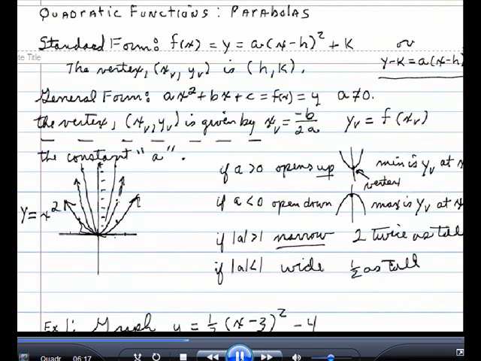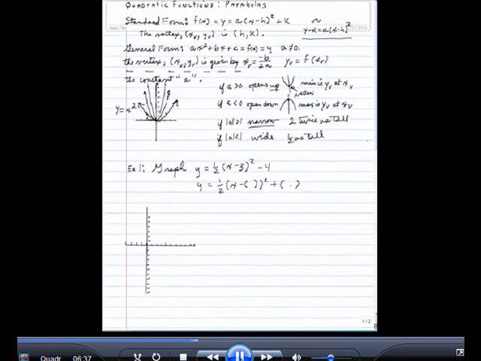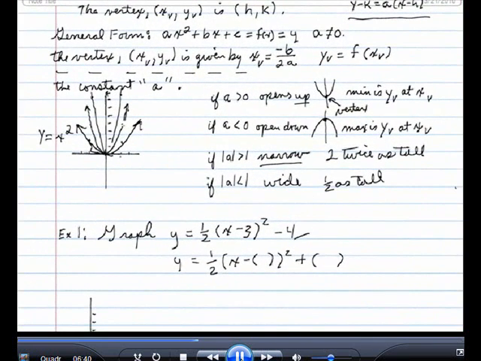Okay, let's try out one. We'll take first off a problem where the parabola is in standard form. It says graph y equals 1/2 (x minus 3) squared minus 4. Now the standard form is, looking up at the top, y equals a(x minus h) squared plus k. So I've written that down here with empty holes for the h and the k. This is exactly the standard form, so I'm going to match this top equation right here to my standard form.